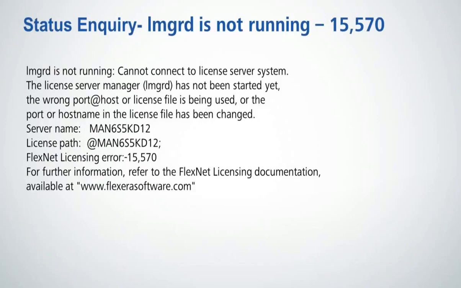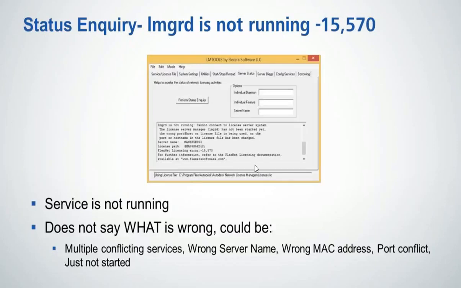Okay, now let's get to the good stuff. We're going to get to some actual errors in the status inquiry. This one was pretty wordy, so I kept it as a separate tab. Basically, it's pretty common. It's LMGRD is not running. It gives us a 15-570 error. This does basically tell us that the service isn't running. It doesn't give us too much detail past that, actually. But this is what it looks like in an actual screenshot. It's telling us that we can't connect to the service.